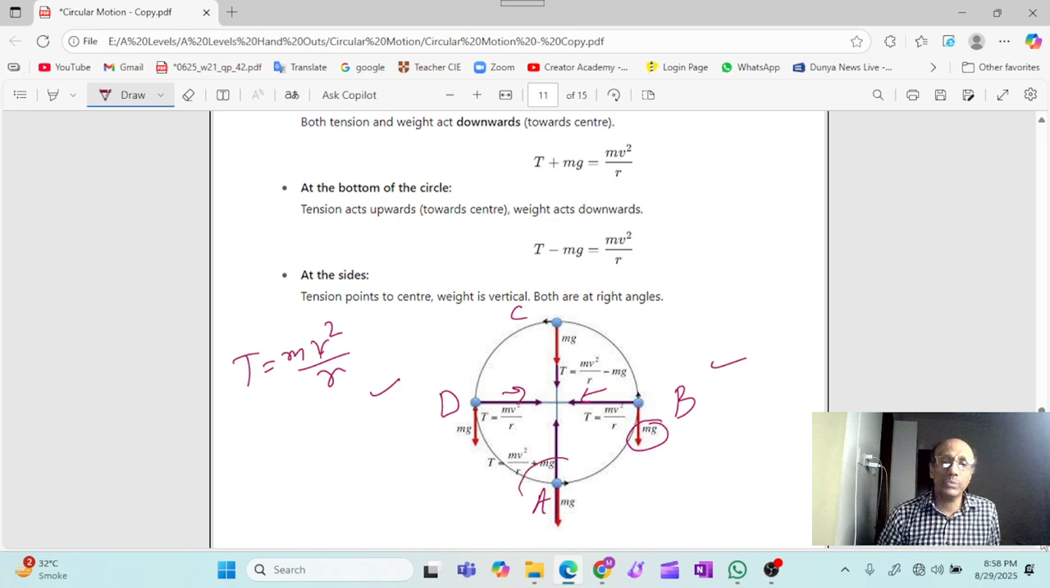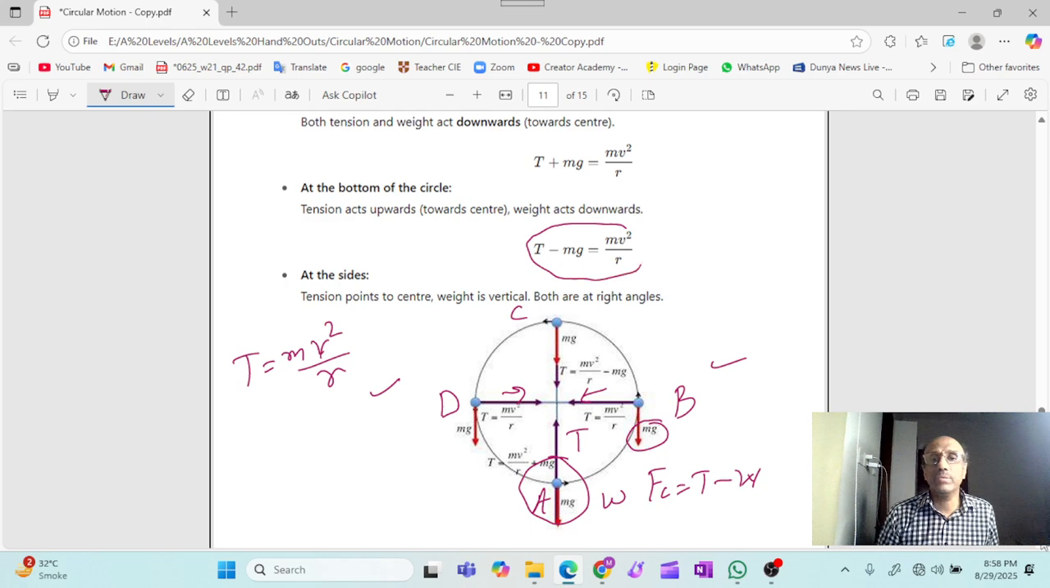But now at this point, weight is acting in the downward direction and the force of tension is acting in the upward direction. The magnitude of the force of tension should be greater in order to hold the concept of the centripetal force, and these two forces are acting in opposite directions. So the centripetal force will be calculated as T minus W, and W is equal to mg.